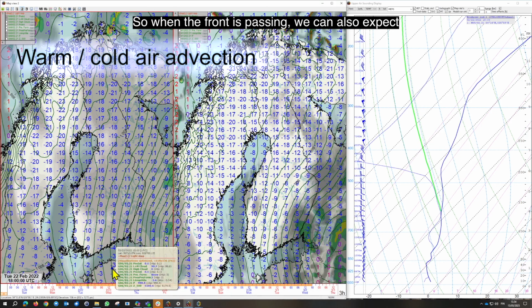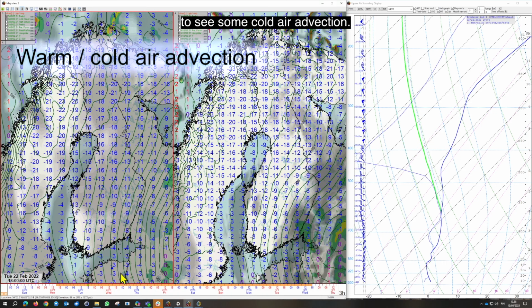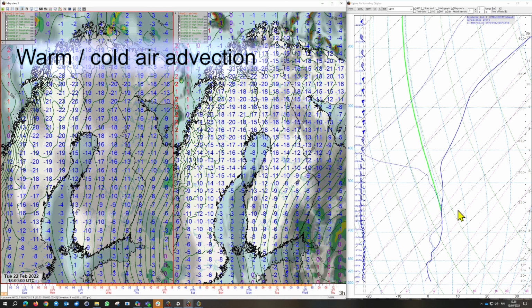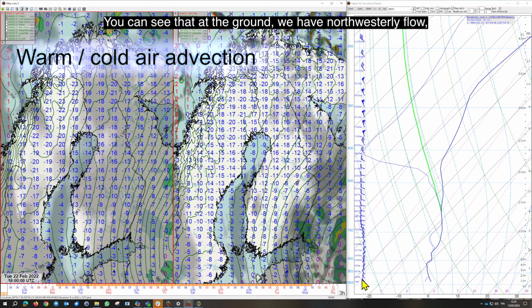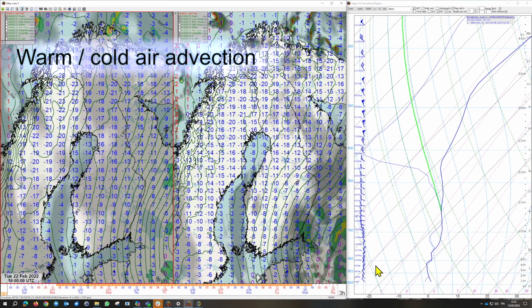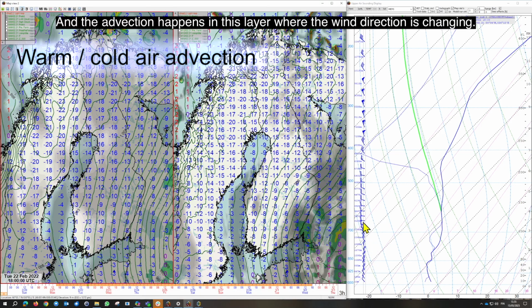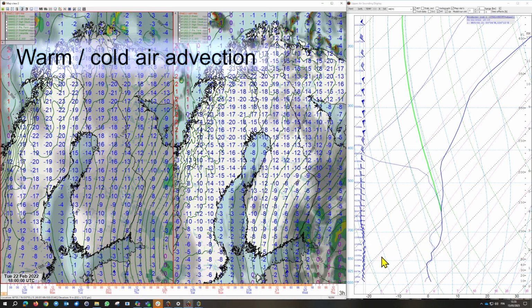So when the front is passing, we can also expect to see some cold air advection. So I found a point here. You can see that at the ground we have northwesterly flow, and then along the height it's going to be turning to westerly. Now the winds are turning anti-clockwise when going higher up in the atmosphere, so this is cold air advection.